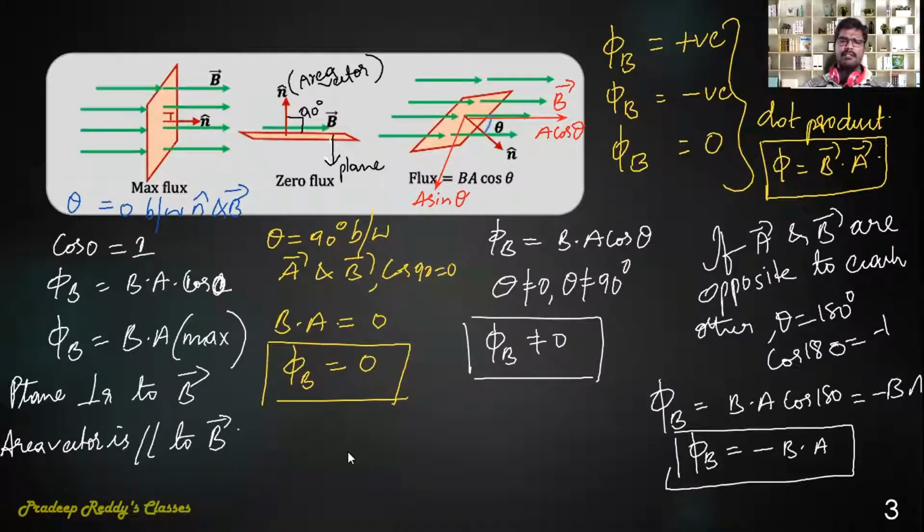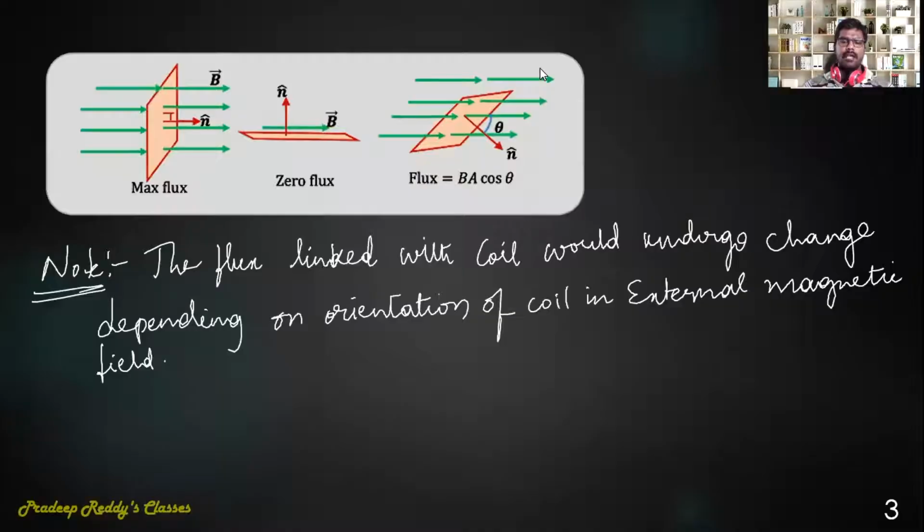Now, clearly you can understand from these 3 examples, when the coil is in external magnetic field and if the orientation of the coil is undergoing change, then the magnetic flux linked with that coil would undergo change. Okay, that's an important conclusion which you should remember from all these activities. Note that whenever the coil is placed in external magnetic field, if its orientation is changed, if it is just rotated in external magnetic field, what would happen? The flux linked with that coil would undergo change.